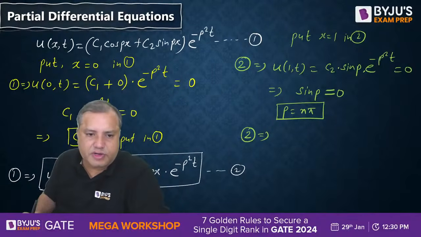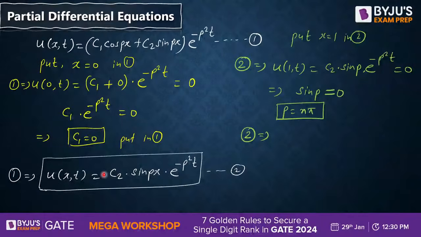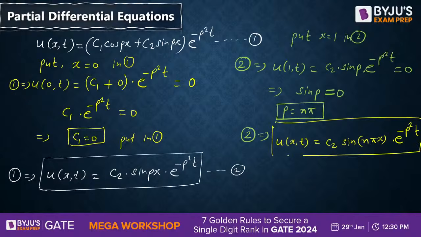So equation number 2, I will show you once again. See, this is equation 2. So we have got u of x comma t equal to c2 sine. What is p? P is n pi. So n pi x e to the power minus p square t. Let us say this is our equation number 3. Comfortable?